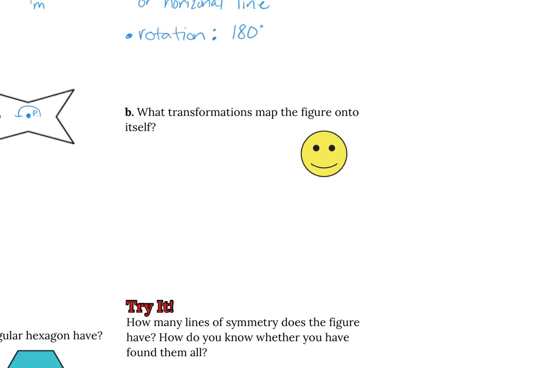Okay, B. So the only transformation I can do here is a reflection. I wouldn't be able to rotate it because if I rotated it, I would have to rotate it fully 360 degrees, and that defeats the purpose. So we can only do it through a reflection, and that's through a vertical line straight through the center.